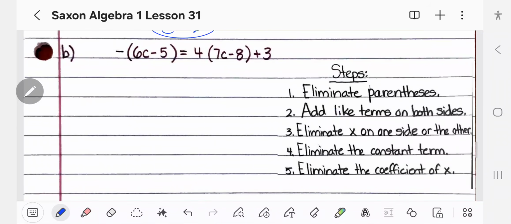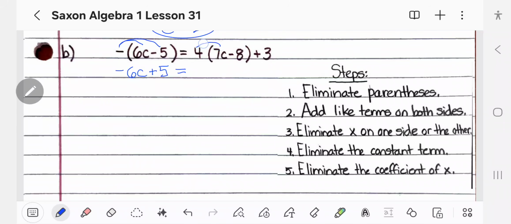Here's B. Eliminate parentheses. Again, no like terms here, no like terms on this side. So what are we distributing? We're distributing a negative 1 to both of these, which means you're just going to change the signs. So this is minus 6c plus 5. Okay? Now, I want to go back to that one just a second. I could have written it as minus 6c minus a negative 5. But what would have happened? It would have ended up being plus 5, right?